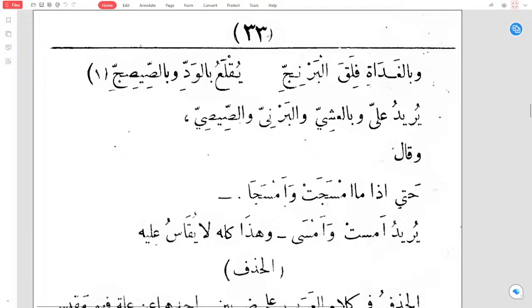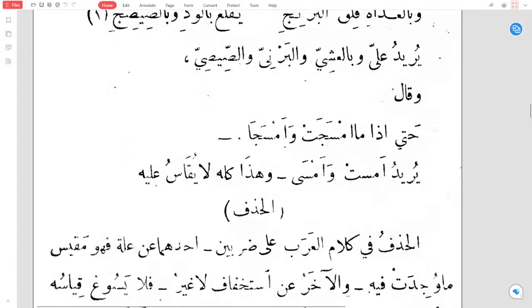وقال حتى إذا ممسجت وأمسجا. يريد أمست وأمسى. Until. So this is continuing. This is half a line of poetry. It is a shatr, shatr al-bayt. Of course there's context behind this poetry, and he's talking about a story, going through it in chronological order, narrating whatever happened. I said until, so such and such happened, until night came upon her and night came upon him as well. Both of them entered the night.